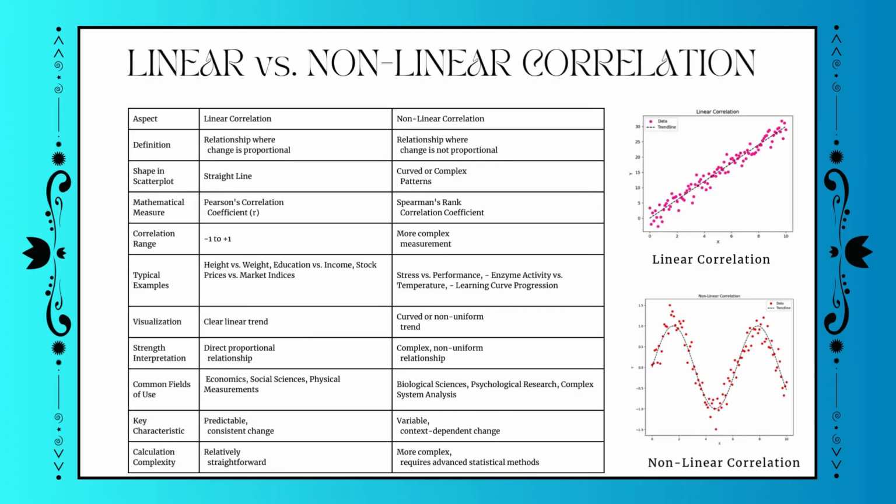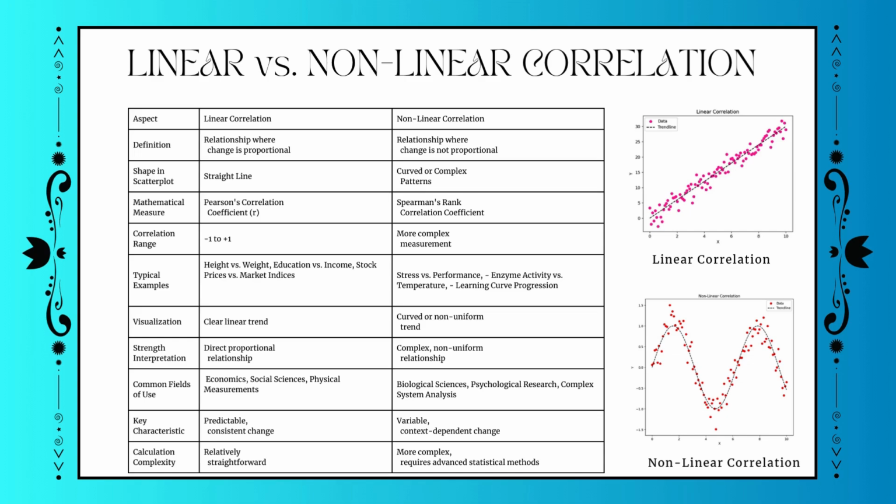Now, let's briefly explore the two main types of correlation: linear and non-linear correlation. Linear correlation represents relationships where changes are proportional, forming a straight line in scatter plots. Common examples include weight versus height or stock prices versus market indices. It's measured by Pearson's correlation coefficient, ranging from -1 to +1, and is widely used in fields like economics and physical sciences.